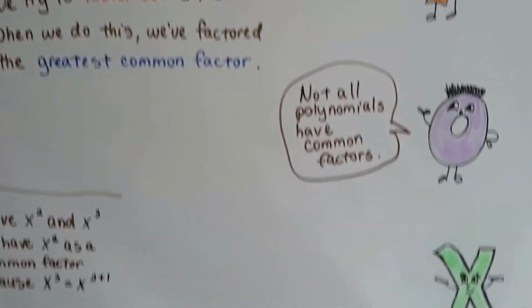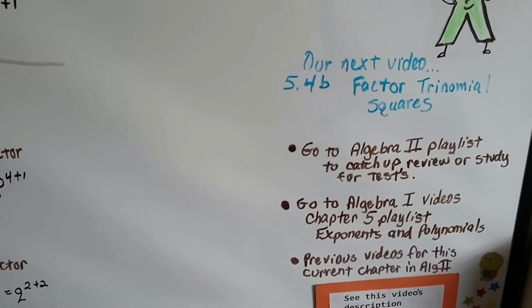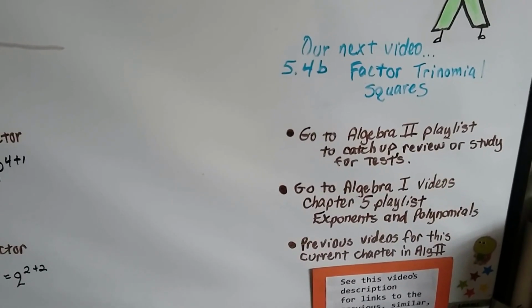So we have to be careful. Our next video is 5.4b. We're going to talk about factoring trinomial squares. We talked about this in Algebra 1. We're going to go over it again.